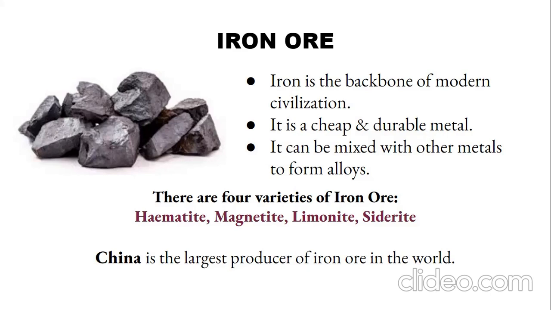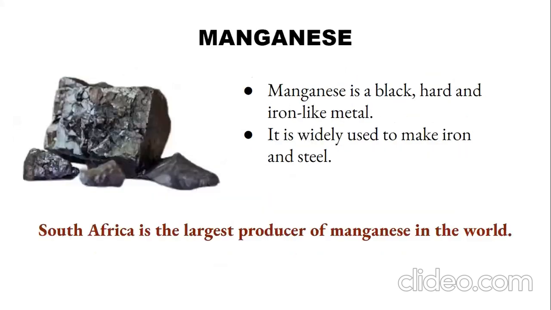China is the largest producer of iron ore in the entire world. Other producers are Australia, Brazil, India, Russia, and Ukraine. In India, iron ore deposits occur in Orissa, Goa, Chhattisgarh, Jharkhand, and Karnataka. I hope you have understood the importance, distribution, and composition of iron ore.